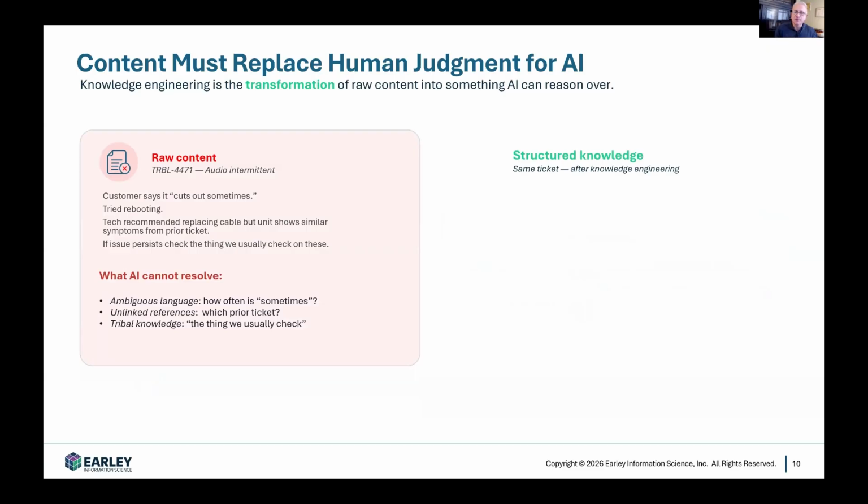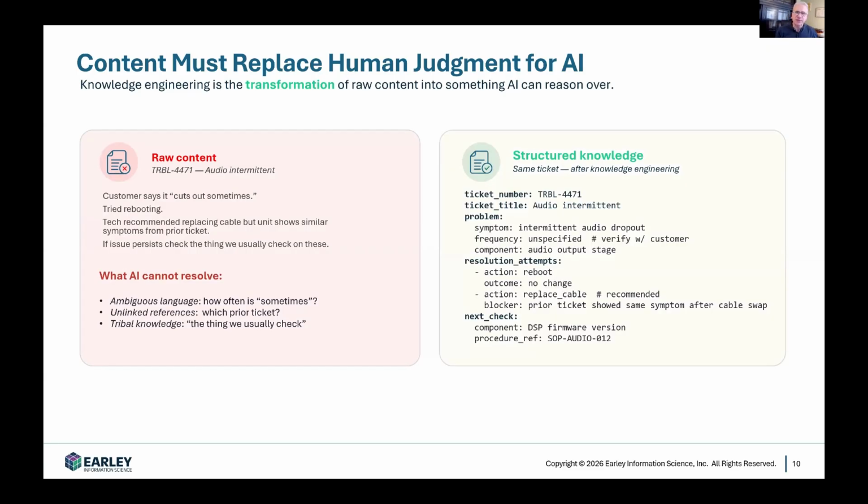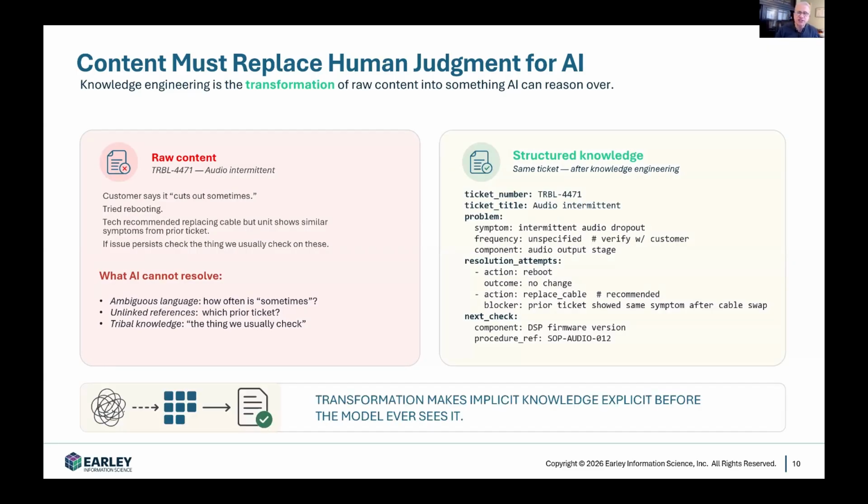So here we have some content that has some ambiguity because we have intermittent audio. What does "cuts out sometimes" mean? They tried rebooting. The technician recommended replacing a cable and so on. The AI cannot resolve what "sometimes" is. They can't necessarily look at which prior ticket. There's tribal knowledge in here when a technician does this.